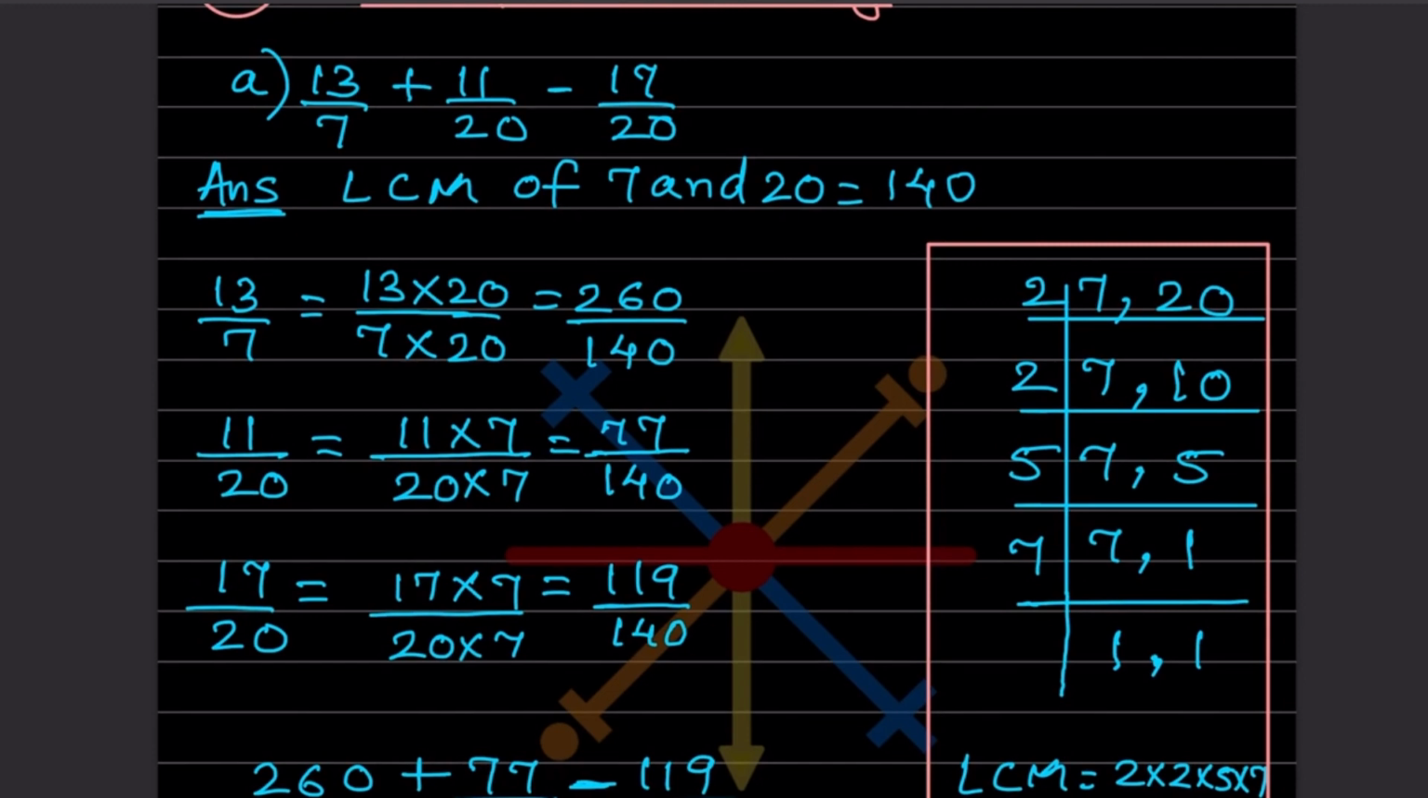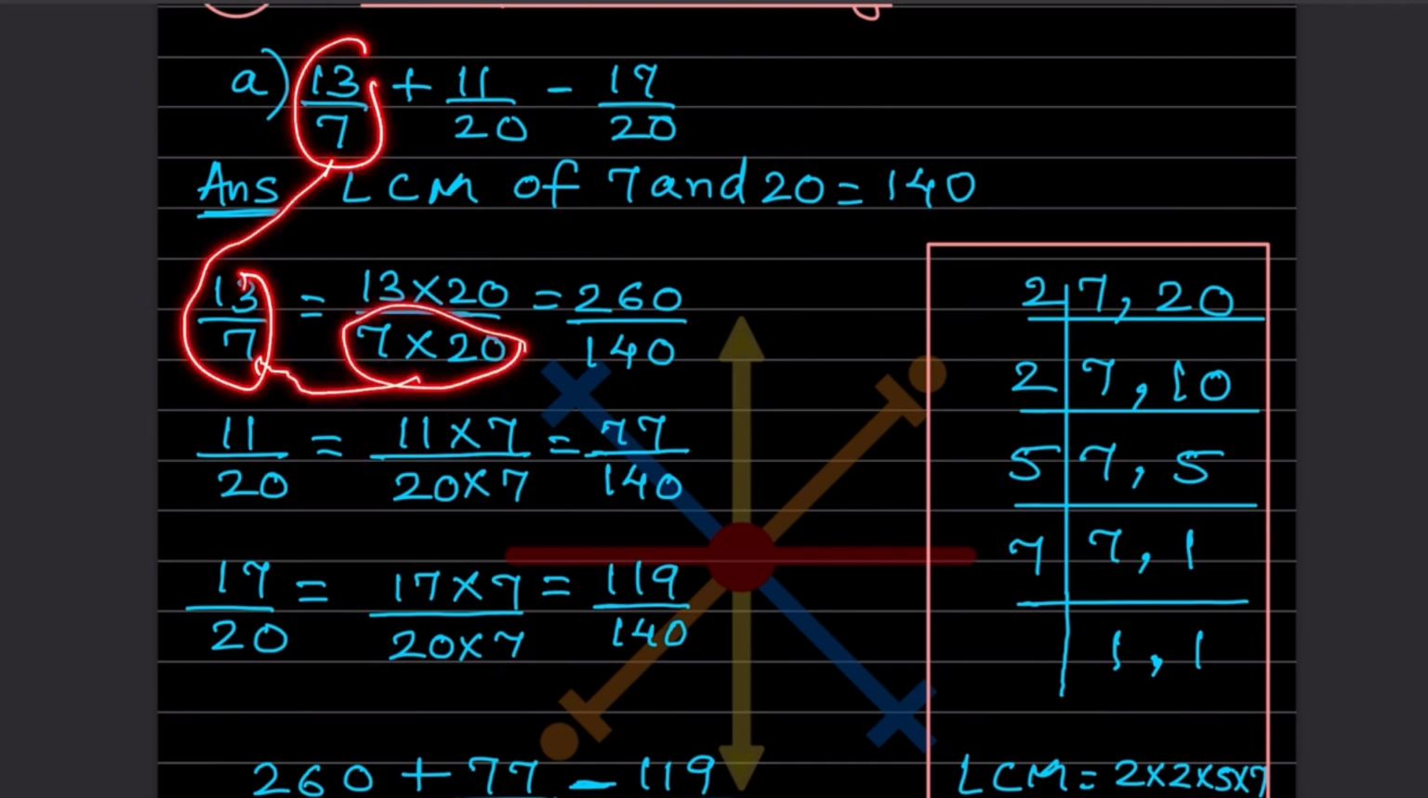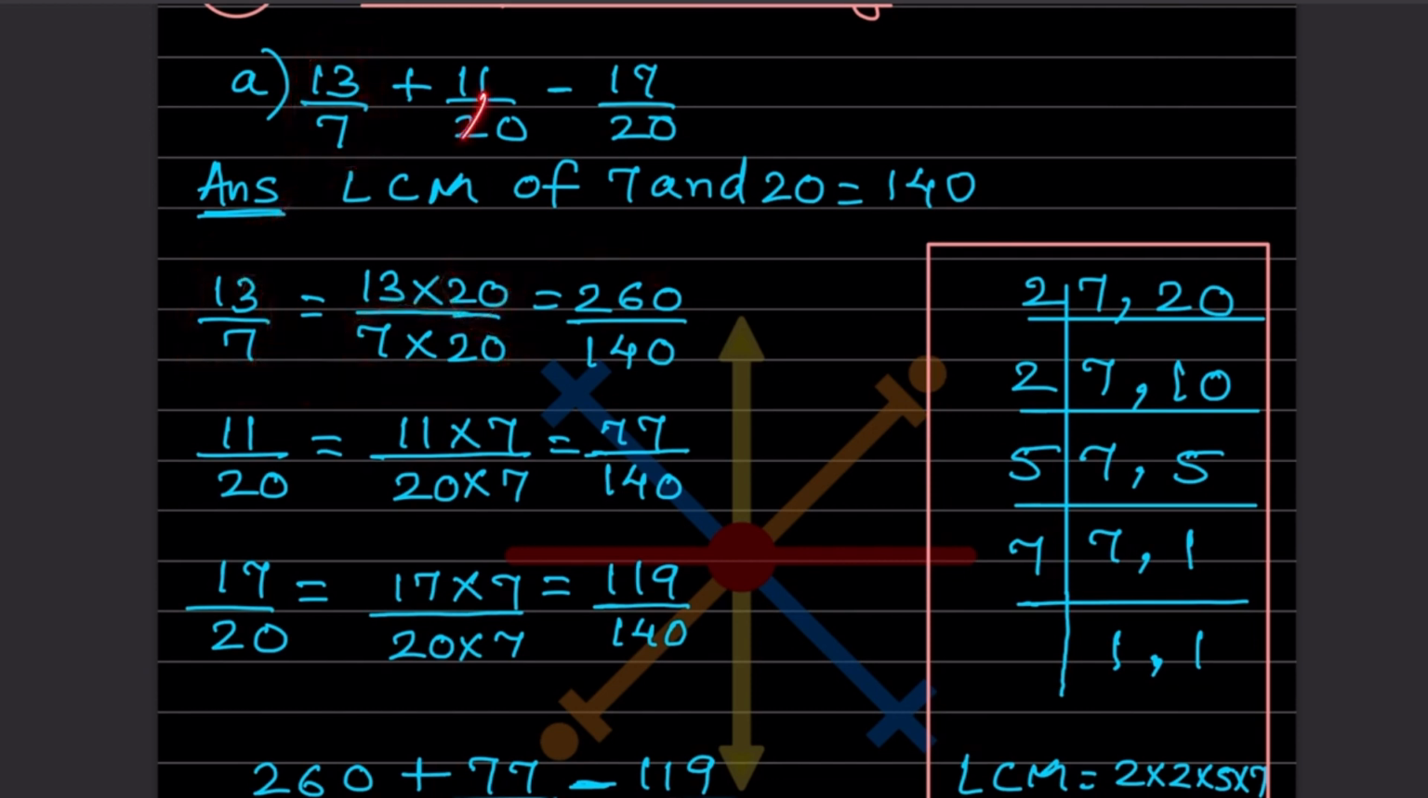So here, what are we going to do? 13 divided by 7. So what will you do? The LCM is 140. So this you are going to multiply by 20. So this also should multiply by 20. So you got this one. Again, you will take this one. You will make it 140, because the LCM is 140. Again, multiply by 7. So this is going to be 77 by 140.